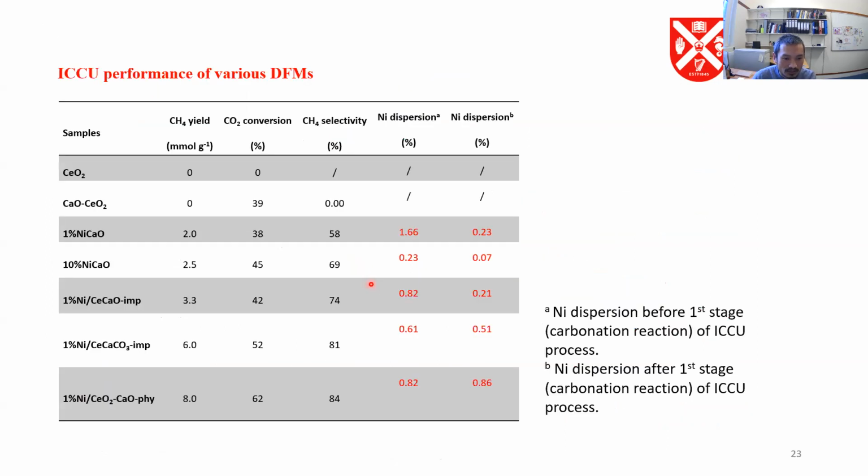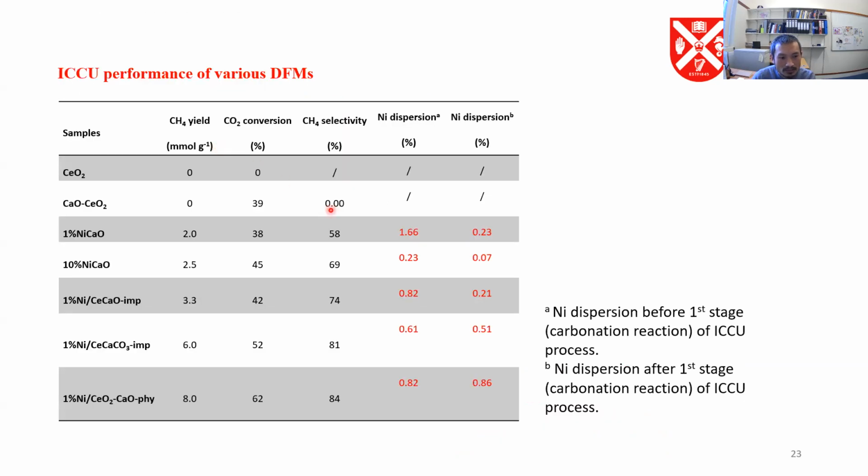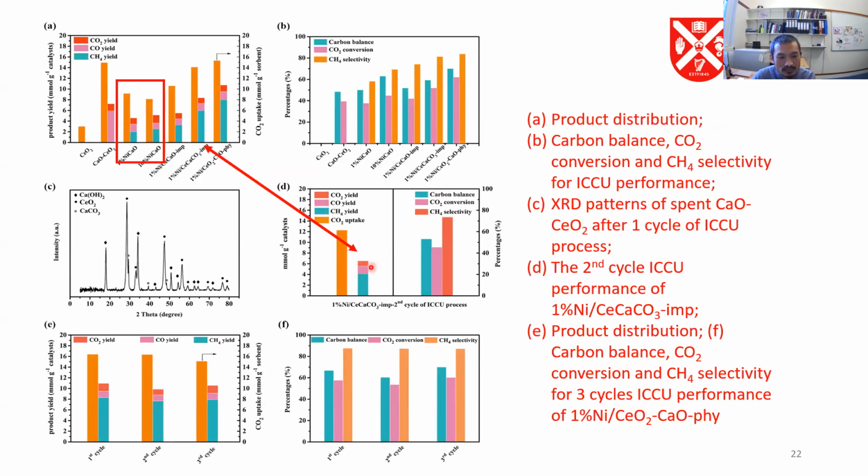We further confirm this using FIB, SEM, and also EDX analysis. Normally, for the surface nickel, the nickel concentration on the surface is higher than in the center. So that's normal, like this one and this one. But in this case, the surface nickel is almost zero, so there's almost no surface nickel. That means the surface nickel was actually encapsulated or covered by calcium carbonate, which confirms our assumption or hypothesis here.